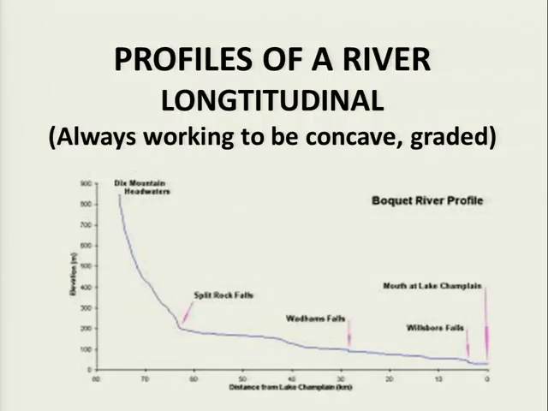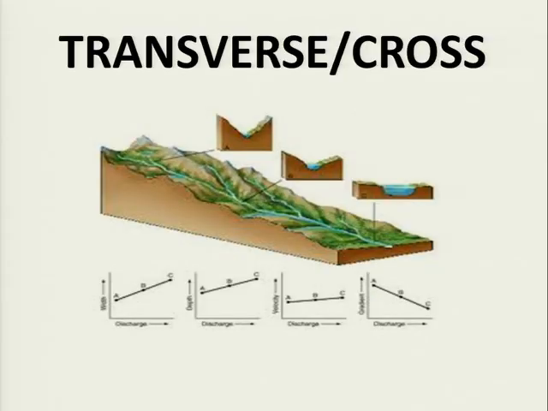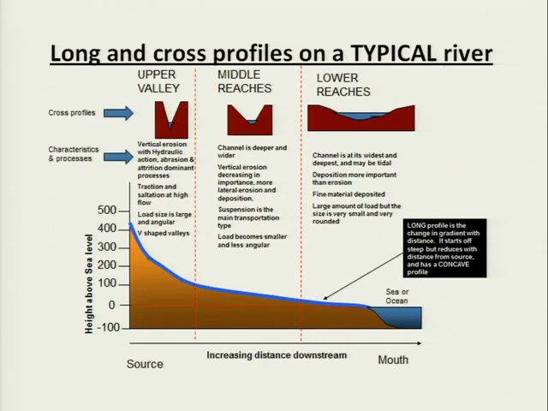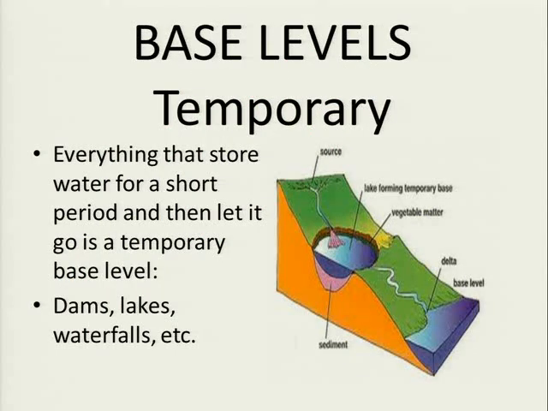There are 2 profiles to a river: a longitudinal profile, that is from its origin to the mouth, always working to be graded or concave, but not being there for long. And then the transverse or the cross profile. The difference between each of those sections, the upper, the middle, and the lower course. The base levels. There is only 1 permanent, the sea, and then all the others are temporary.